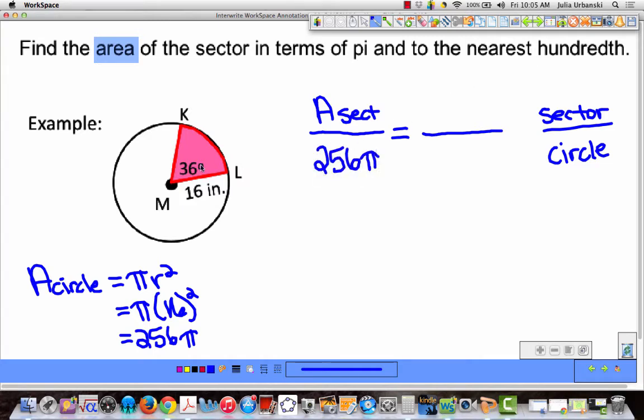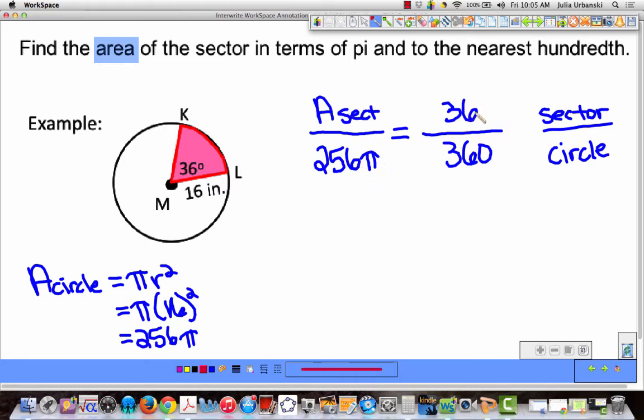So it's the area of the small part over the area of the whole thing. Same thing for degrees. The degrees of the small part of the sector there is 36 degrees, and the degrees of the whole entire circle is always 360. I'm going to cross multiply, but these are kind of big numbers. It's going to be hard to reduce it at the end if I'm not careful. So I can reduce anything that's on the same side of the equal sign. You're not allowed to reduce across an equal sign.